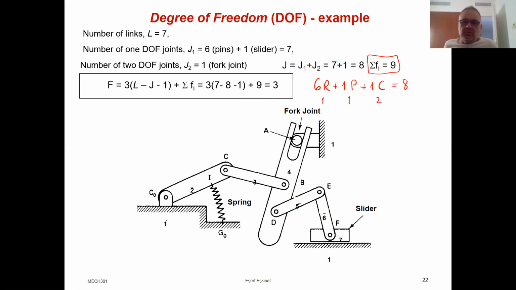You need to control it with 3 motors or something. Okay, it's very loose, if you want to say so. For example, this mechanism comes out to have a degree of freedom of 3. So 3 input sources are needed to control this mechanism, as I have said.